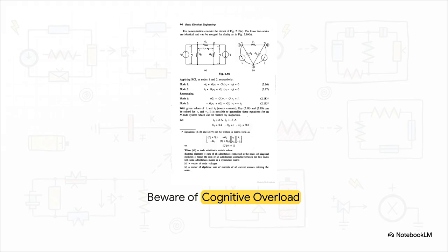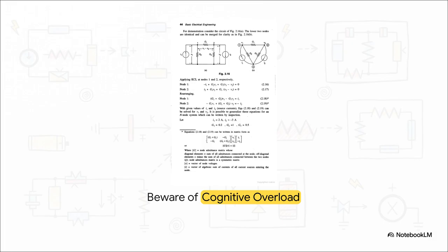Here is another classic source of late-night panic: nodal admittance matrices. You see nodes, conductances, current sources, and a symmetric matrix forming a massive system of equations. Your brain is trying to process G1, G2, V1, V2, all at the exact same time. It is a perfect recipe for cognitive overload.